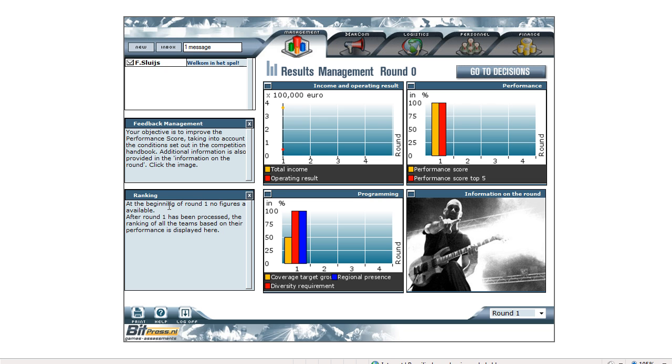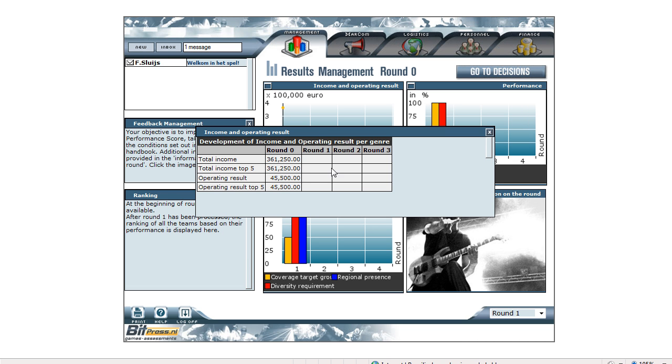And below that there is the ranking box, and after the processing of round 1 the ranking will appear in here. For every department there are graphs, and when you click on a graph a table will appear with the results on the numbers from that round. In this case you'll see the total income and the total income of the top 5 in the game, and the operating result and the operating result of the top 5. This way you can benchmark yourself against the top 5 and see where you can improve on your results.